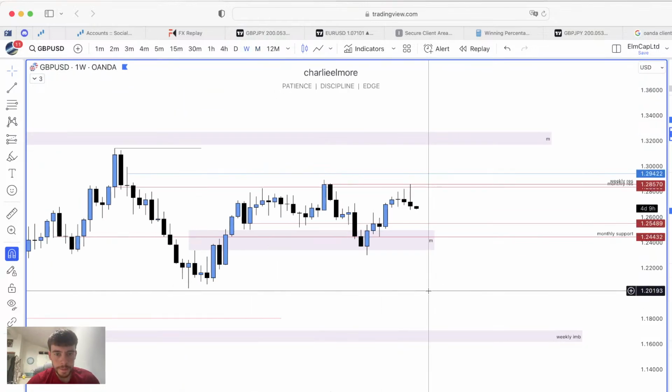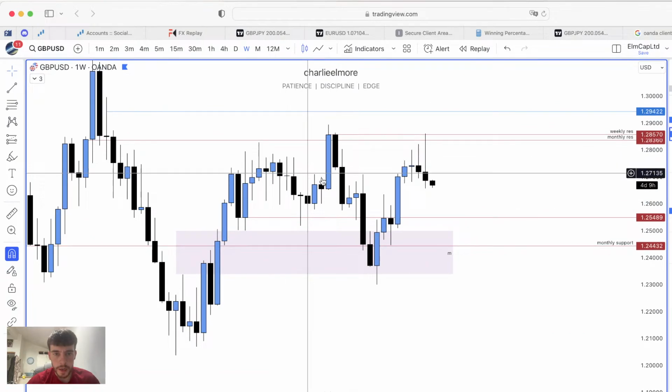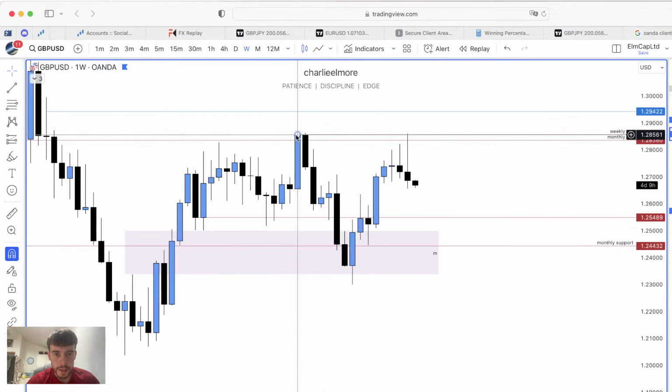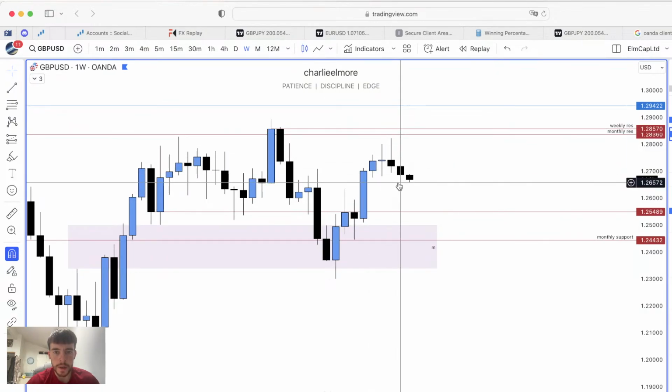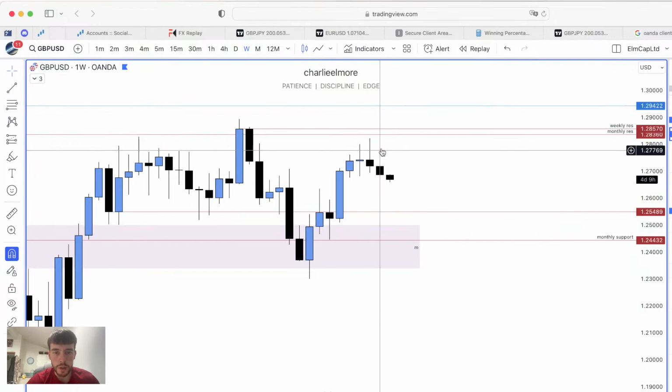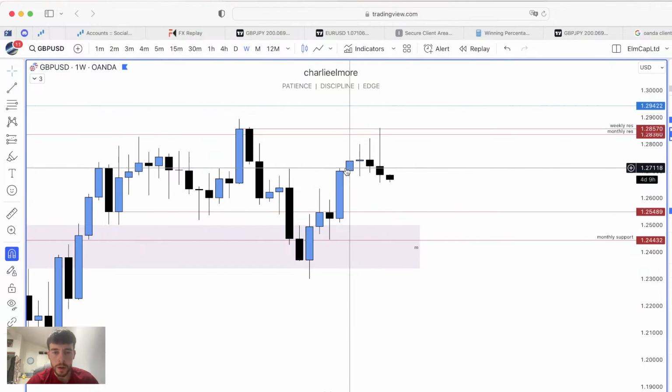Weekly, you can see just refining these areas up slightly. We also wicked into these weekly bodies to the T, and then folded to the downside, and then closed this bearish candle here. So sort of a shooting star formation, whatever you want to call that. That is a bearish candle, okay, because we've rejected the upside.